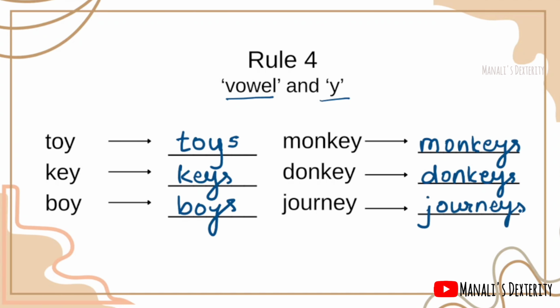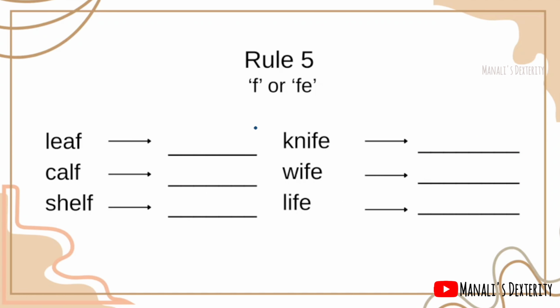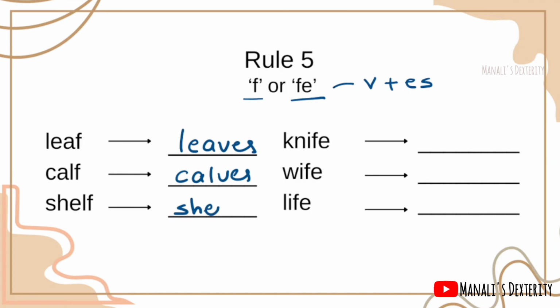Rule 5. Some of the words end in f or fe. We have to change f or fe to v and we have to add es. Leaf, leaves. Calf, calves. Shelf, shelves. Knife, knives. Life, lives.